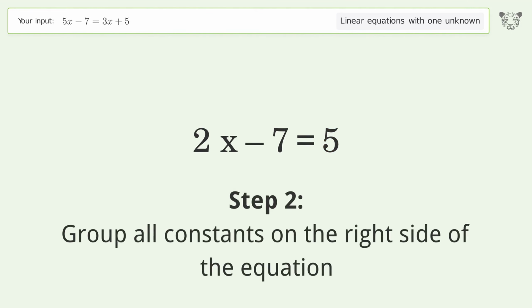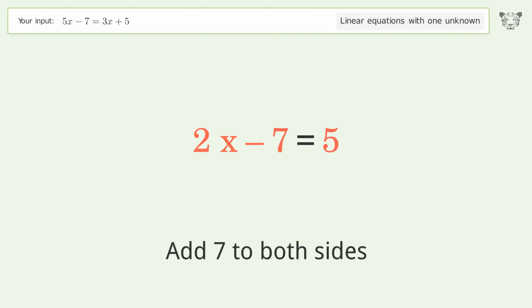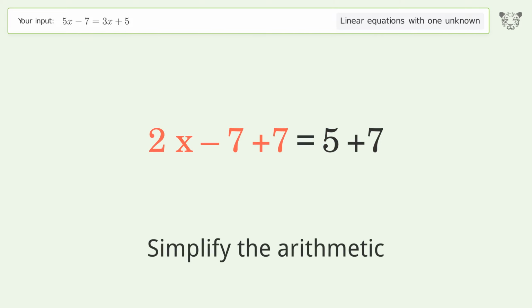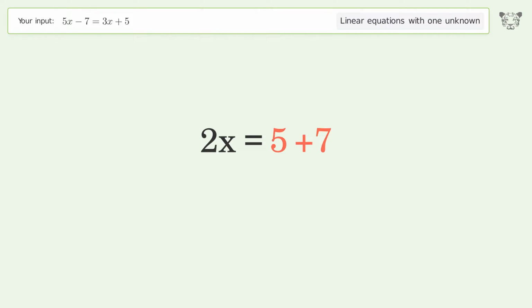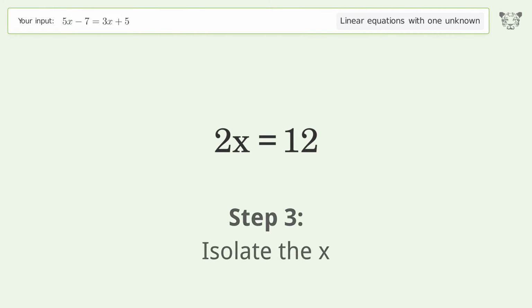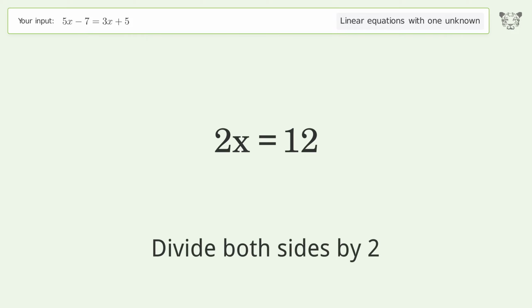Group all constants on the right side of the equation. Add 7 to both sides. Simplify the arithmetic. Isolate the x. Divide both sides by 2.